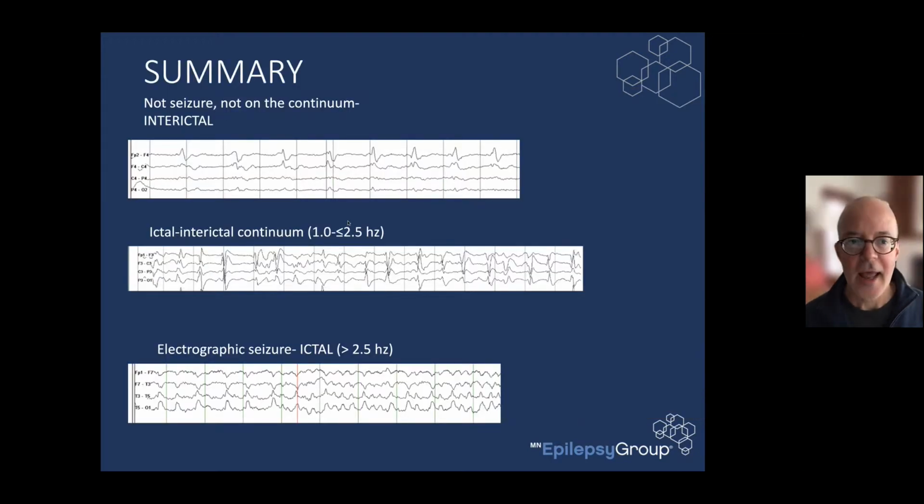So in summary, the way things go is you have the interictal patterns. See how slow these are. This is like 0.5 to 1 hertz. This is all interictal. Then you go to the ictal interictal continuum, which is 1 to less than 2.5 hertz. And then finally, you have the more clear-cut electrographic seizure activity. So that's my summary piece on that.